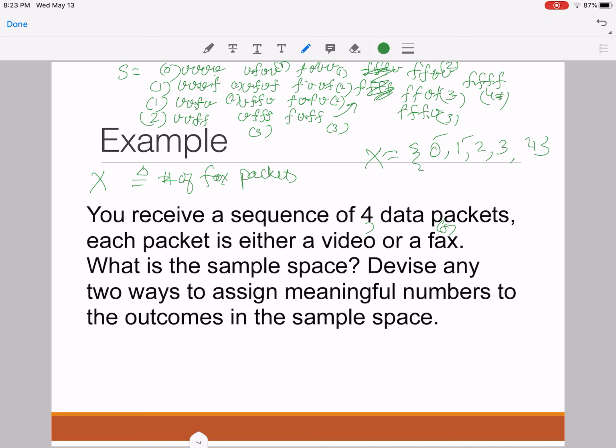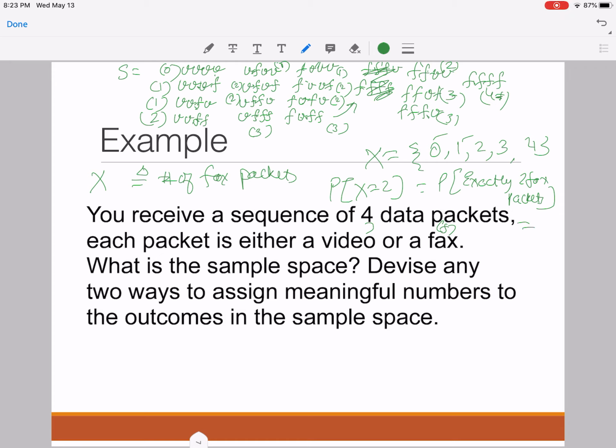So if I were to ask, or if my computer were to analyze, what's the probability that X is equal to 2? Then my computer is analyzing the probability that I have exactly 2 fax packets. Now, if each of these sequences is equally likely, then each probability is going to be 1 over 16 because I have 16 outcomes in the sample space.